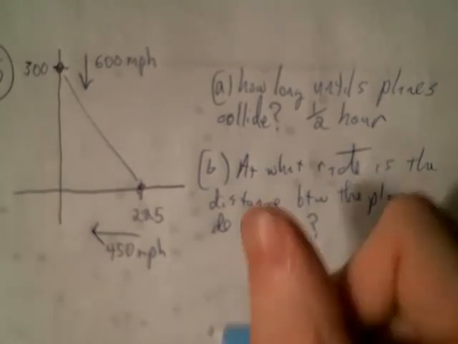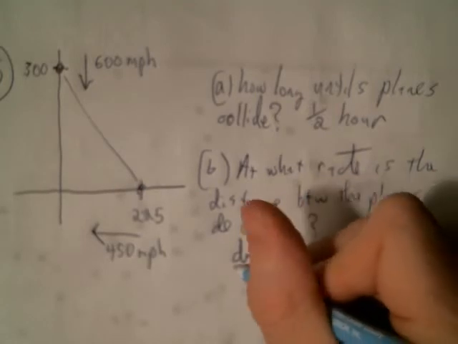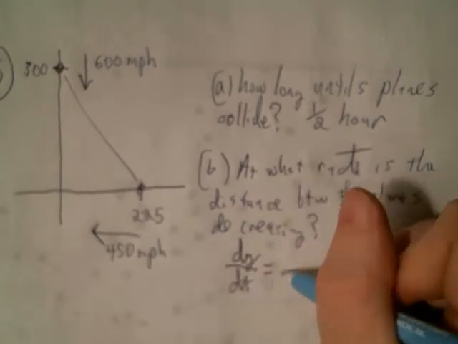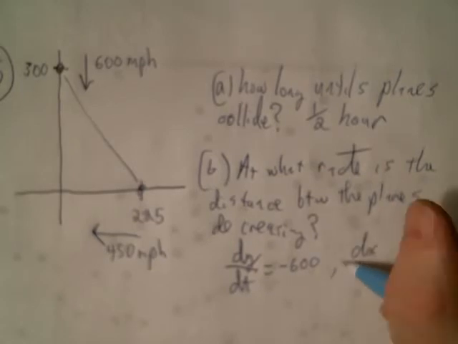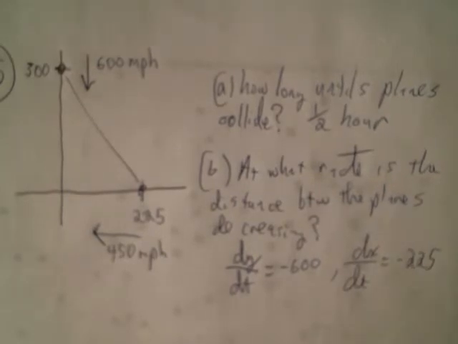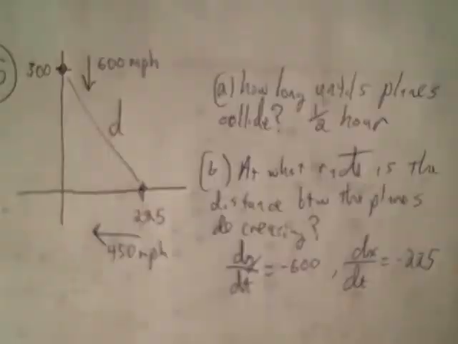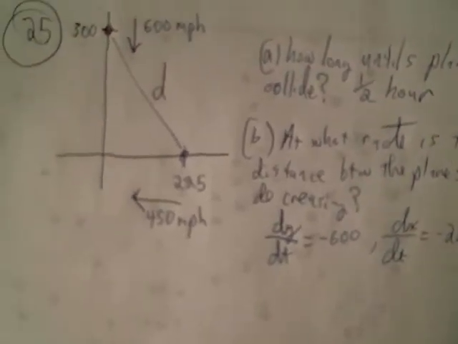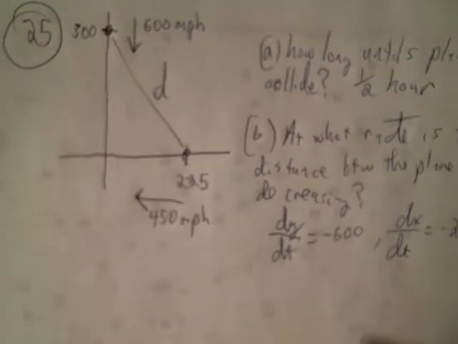Okay, so we're given a rate of change of y with respect to t, like negative 600 miles per hour. We're given a rate of change of x with respect to t. That's the other plane. That'll be negative 225 miles per hour. We want a formula that tells us the rate of change of this distance here. So you can relate all of these variables, the x, the y, and the d, using the distance formula.